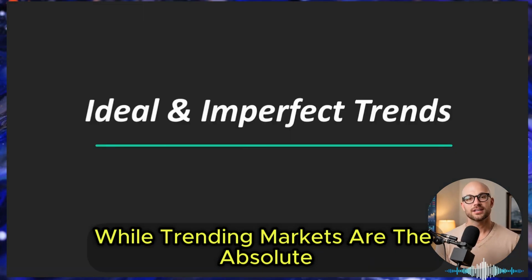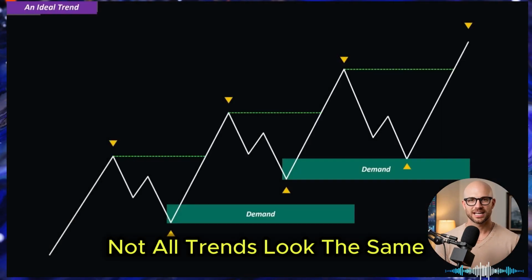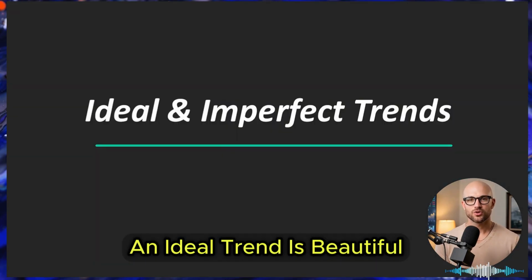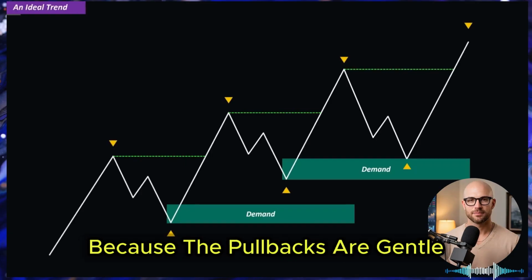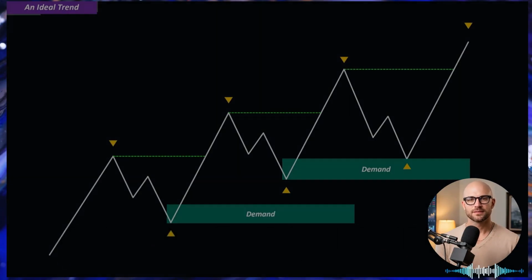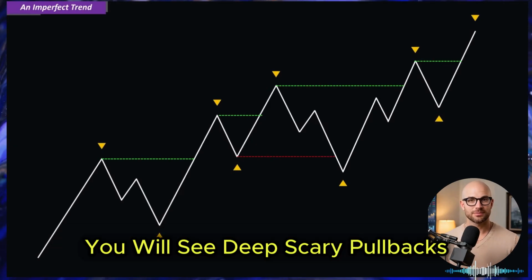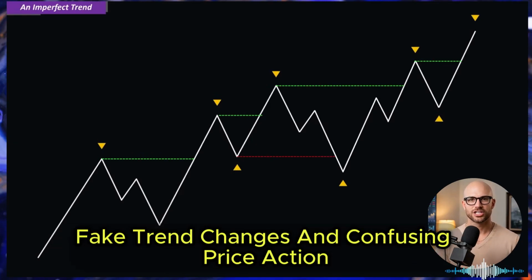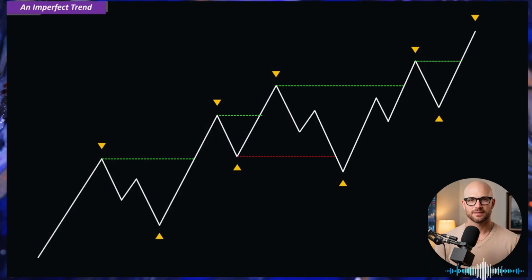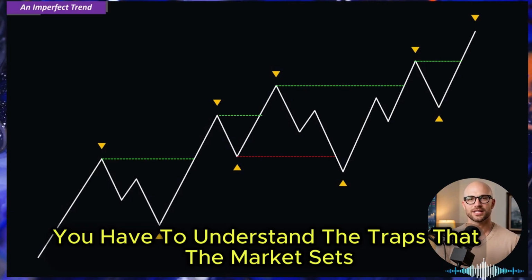While trending markets are the absolute best and most profitable times to trade, not all trends look the same. An ideal trend is beautiful, clean, and incredibly easy to read because the pullbacks are gentle and the price reacts perfectly at key levels. On the other hand, an imperfect trend is messy. You will see deep, scary pullbacks, fake trend changes, and confusing price action. To keep yourself safe in messy trends, you have to understand the traps that the market sets for you.